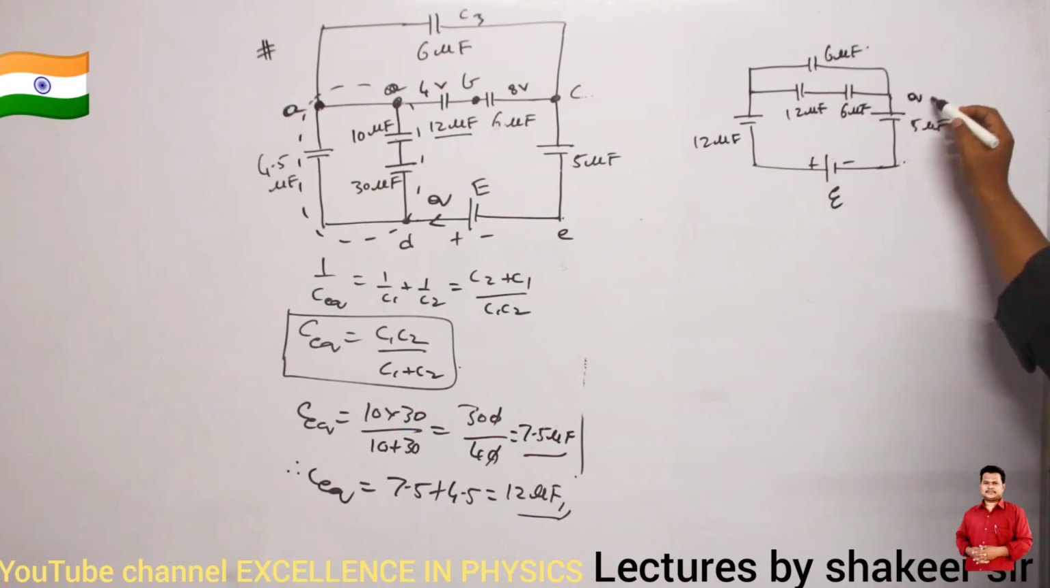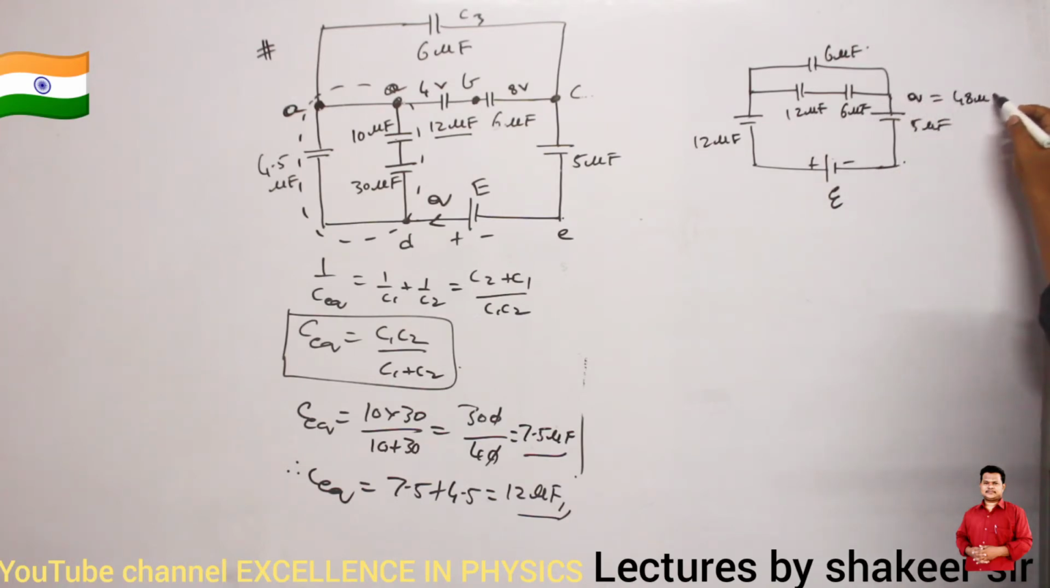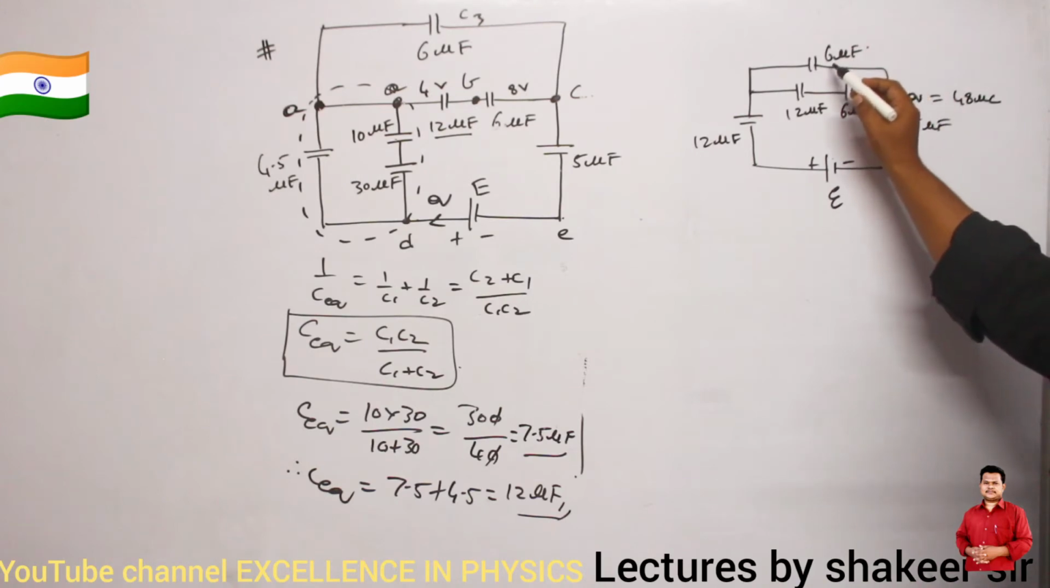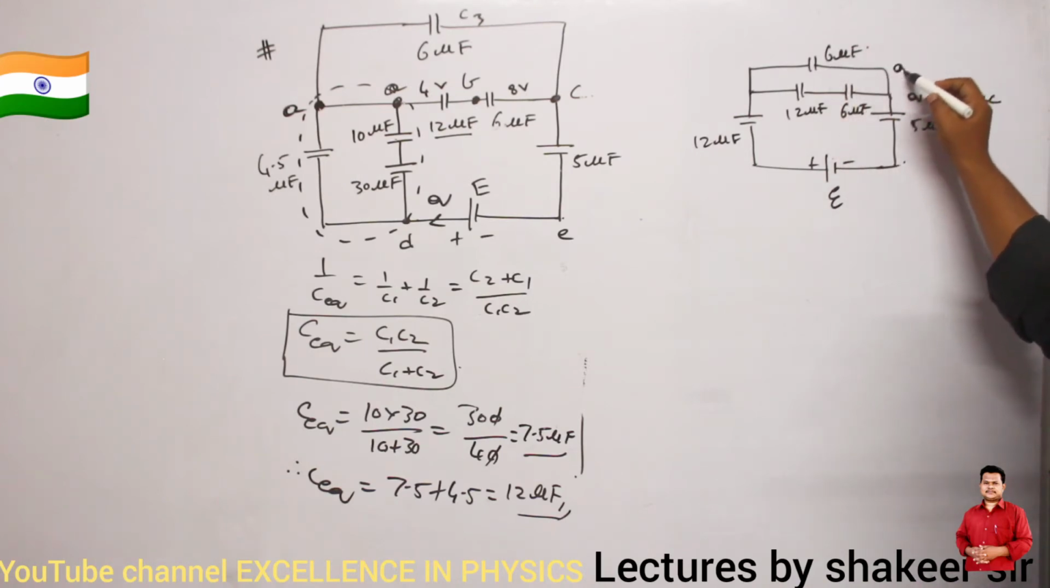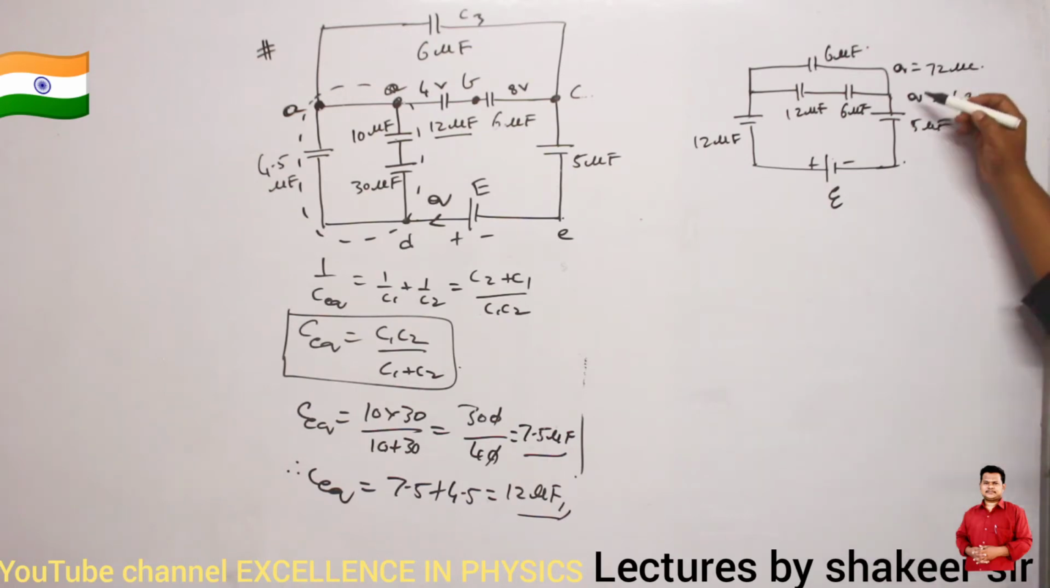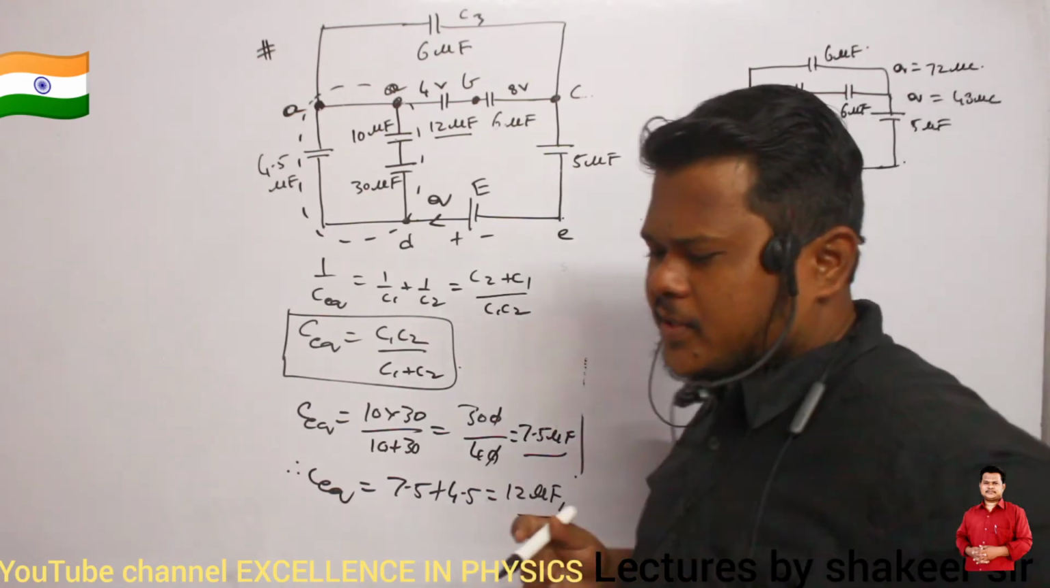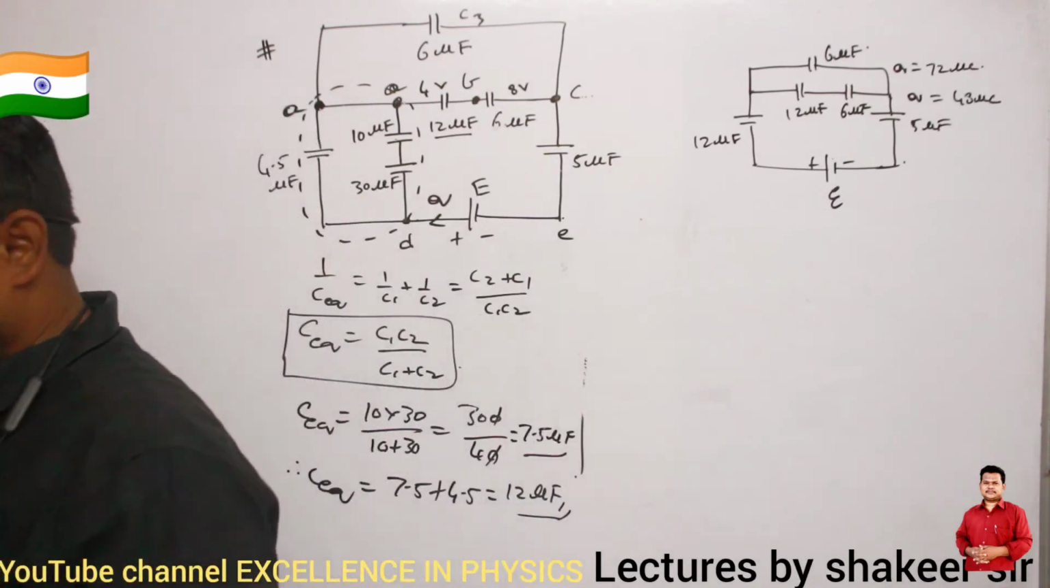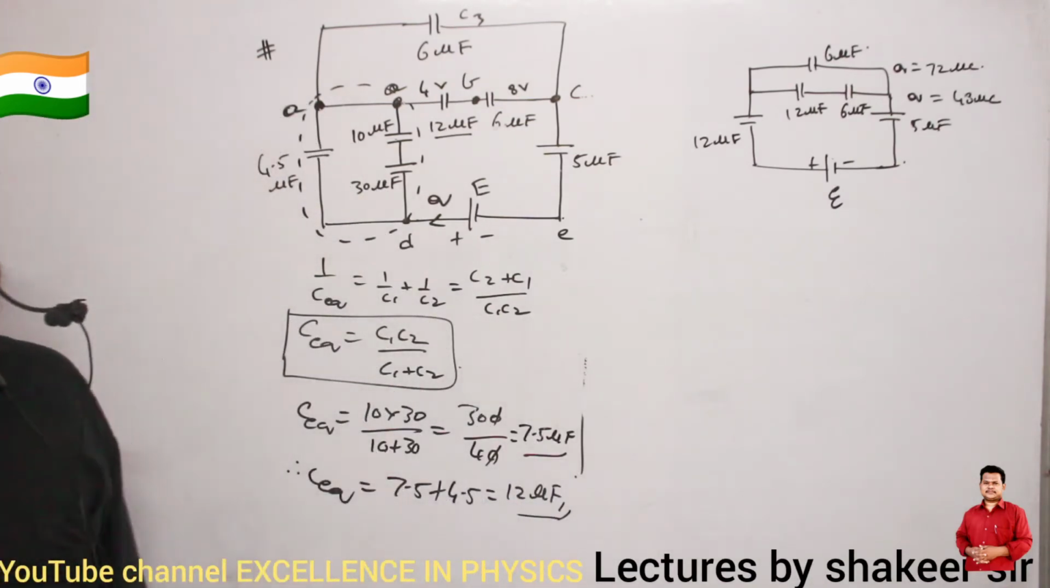Here the charge present is equal to 48 microcoulombs. And what is the charge present in this C3, the 6 microfarads capacitor? Here the charge present is 72 microcoulombs. Clear? So by looking at these two charges, what do you understand?